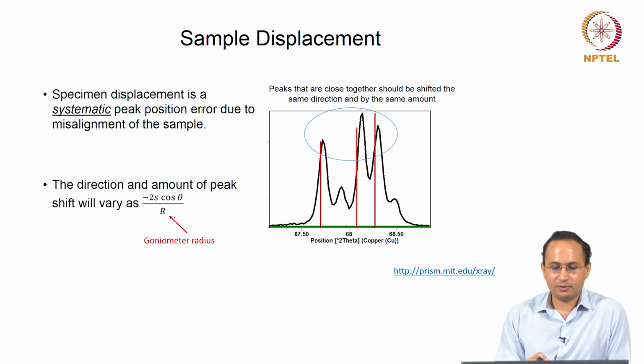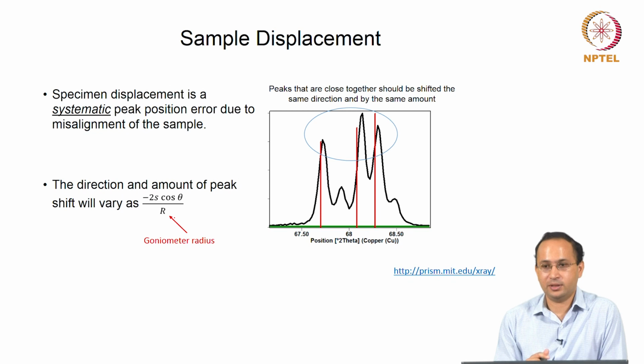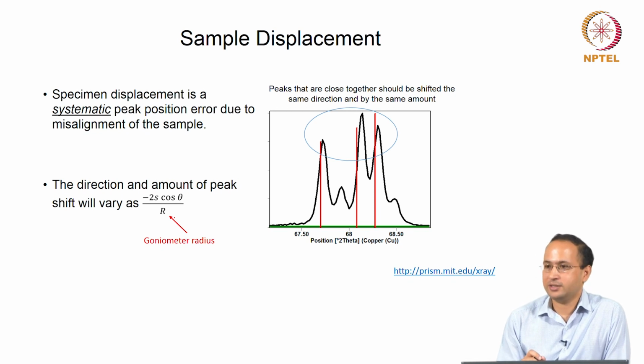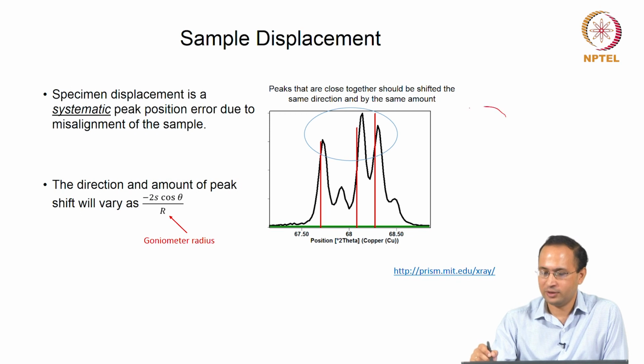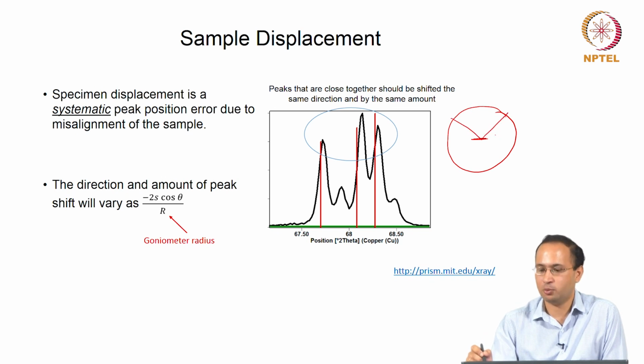Today we will start with sample displacement. Why does it occur? Now you are familiar with the X-ray diffractometer. Basically, you can think of it as you have a sample here. This is like a para-focusing geometry. Basically, you have a detector. Sorry, this is the X-ray tube. Let us say tube, and here you have a detector, and here you have a sample.